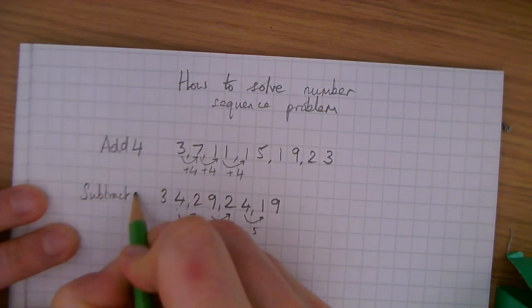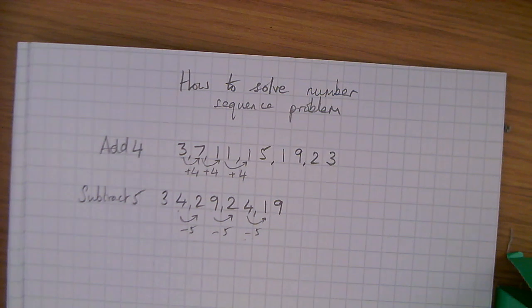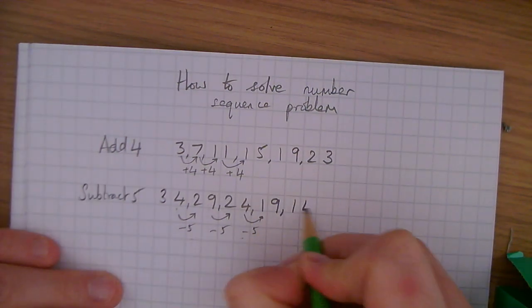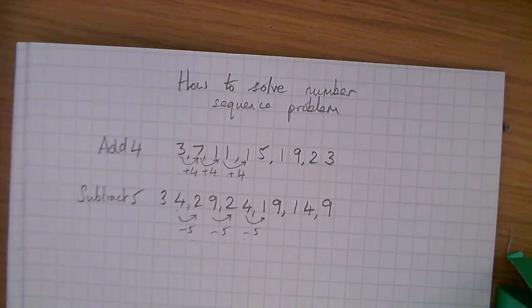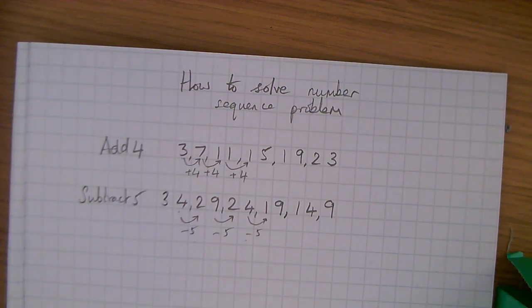So I'm just going to subtract 5. 19 subtract 5 is 14. 14 subtract 5 is 9. So numbers that increase by the same amount each time, you're going to be adding the same number. Numbers that decrease by the same amount each time is subtracting a particular number.